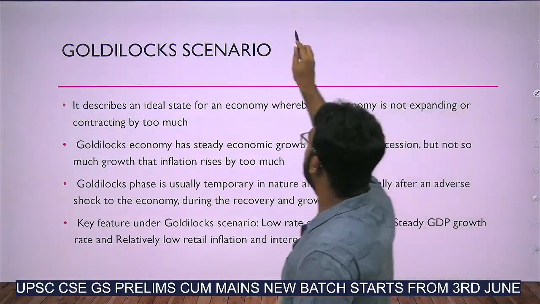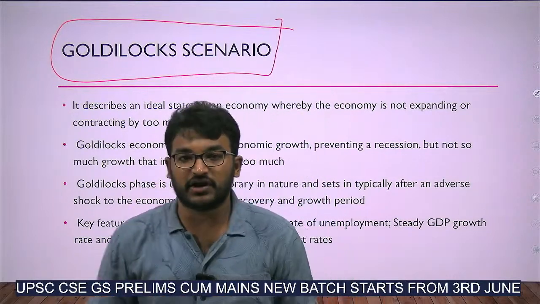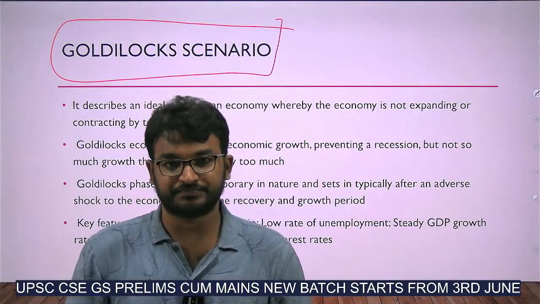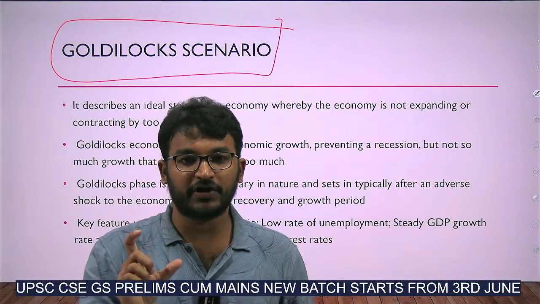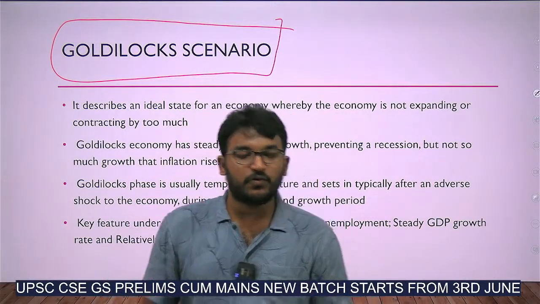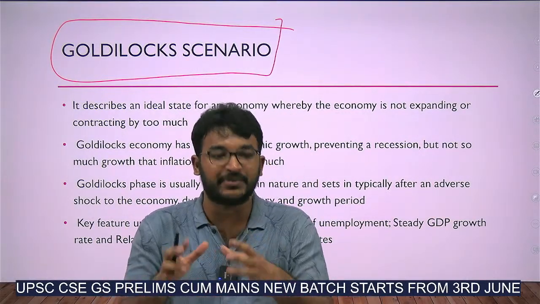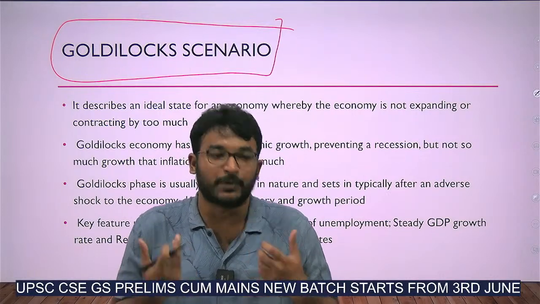Next, Goldilocks scenario. What is this Goldilocks scenario? You have heard of the word Goldilocks zone in science and technology. What is this Goldilocks zone? It is a habitable zone. Yes. Means it is a place where living for humans is possible.